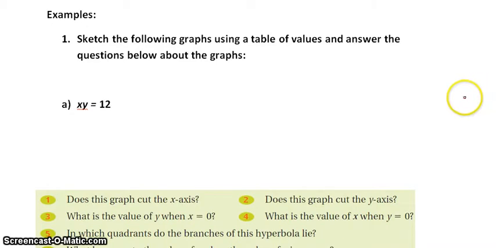And I'm going to get you to use a table of values for these. We're going to be learning more efficient methods later, but it is important that you know how to use a table of values and the roots from where we've learned how to do this. So for this one, xy is 12, xy equals 12. You should recognize that as a hyperbola.